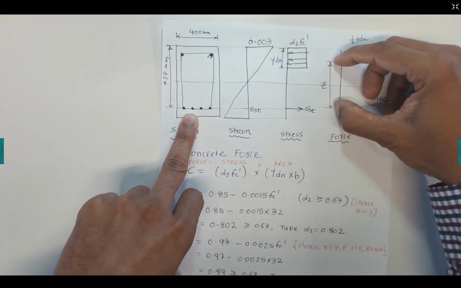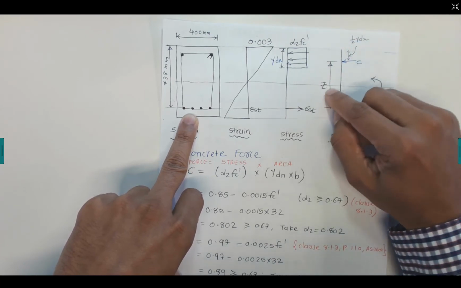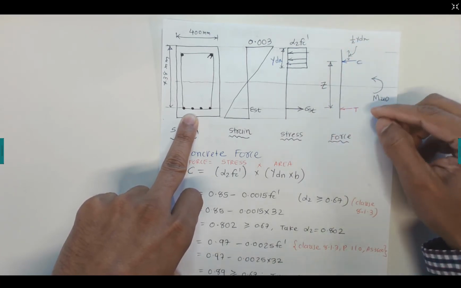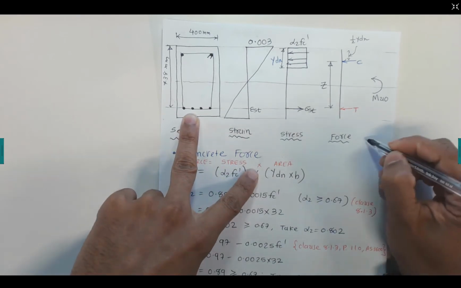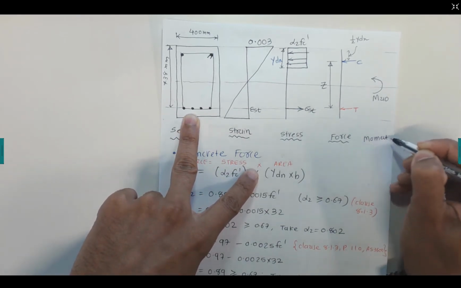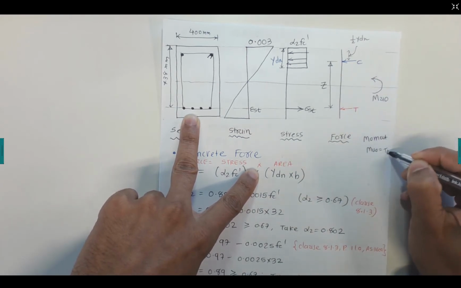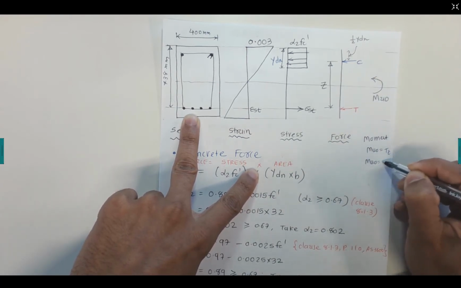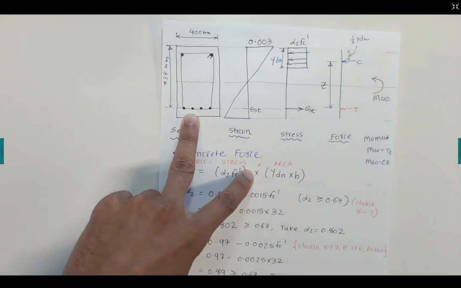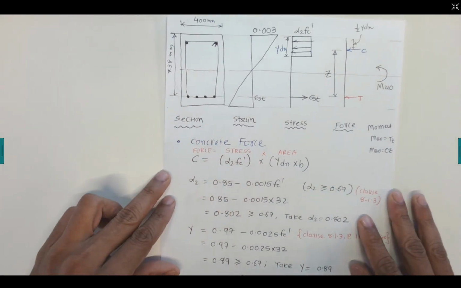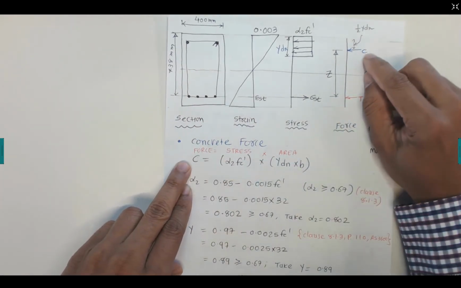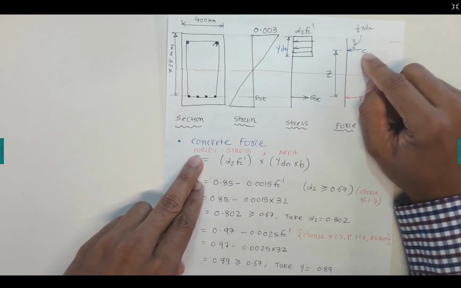The distance between these two, the compression force and the tensile force, is represented by Z, which is the lever arm, and this gives a moment. So I can write the moment Mu, that could be T times Z, or Mu is C times Z. So we can use any of these equations. Now let's start talking about finding the concrete forces.